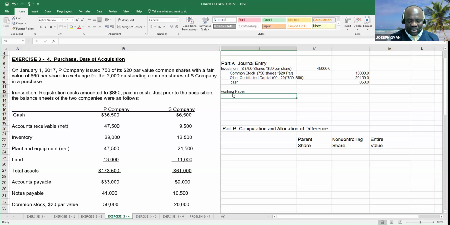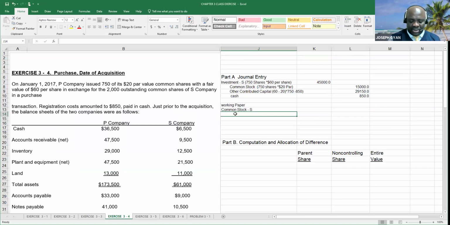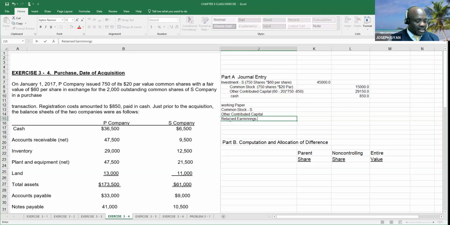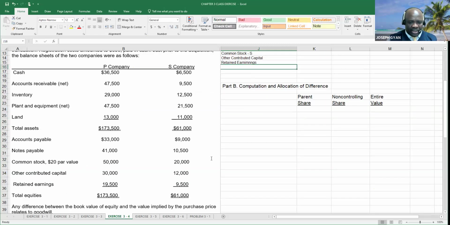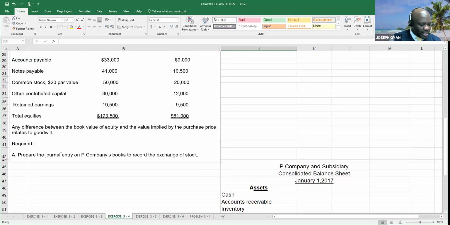Okay, so here we are going to debit the what? We eliminate the investment. So common stock in what? In S. They also have other contributed capital and the retained earnings. So how much is the other contributed capital? We know the common stock is 20,000 here, and retained earnings 9,500 here. Now let's see if they have non-controlling interest.